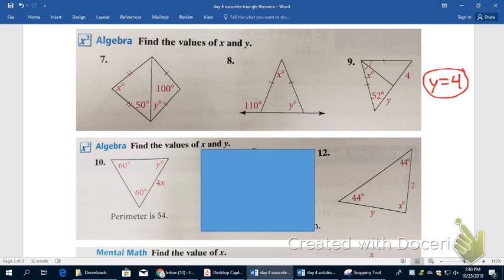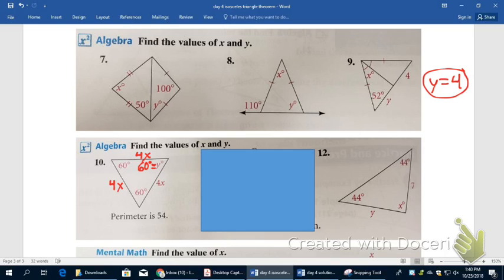The other problem I wanted to talk about was number 10. If you add these three angles up to 180, you're going to get y is 60 degrees. So that's one of your answers. Now the other thing I wanted to talk about is because each angle is the same, this is equiangular, which means it's equilateral as well. So while this side's 4x, this side would be 4x, and this side would be 4x.